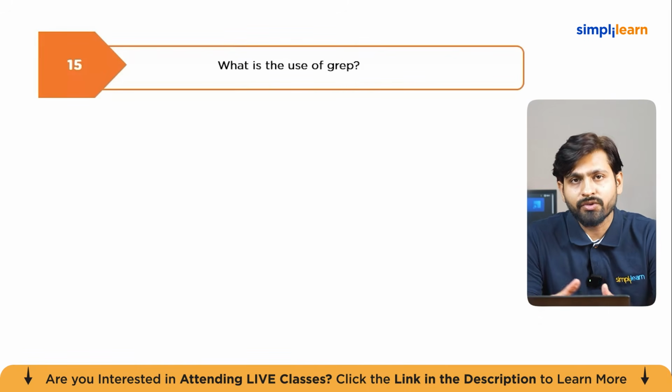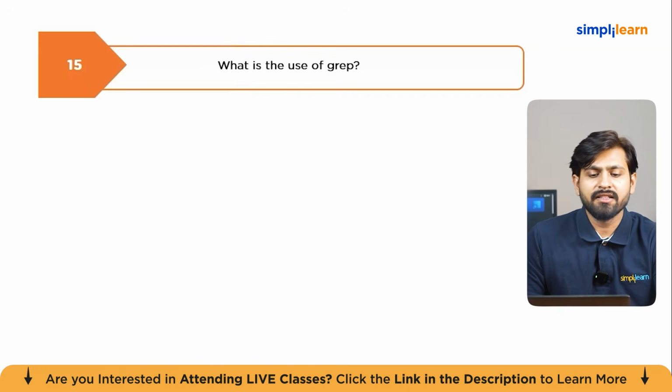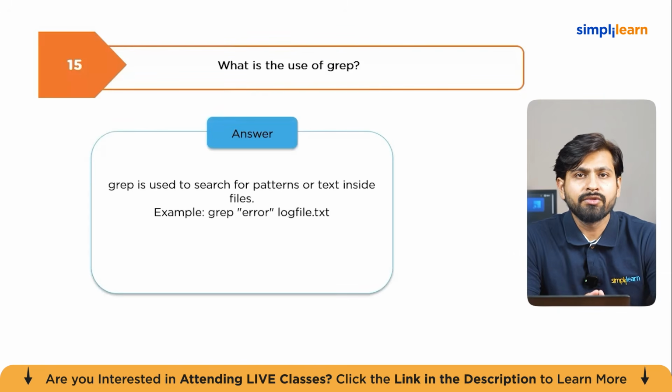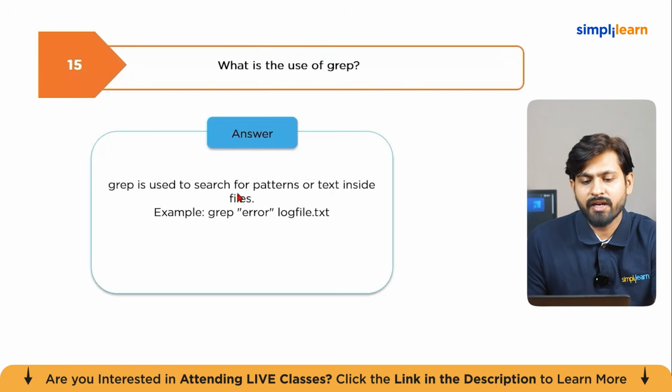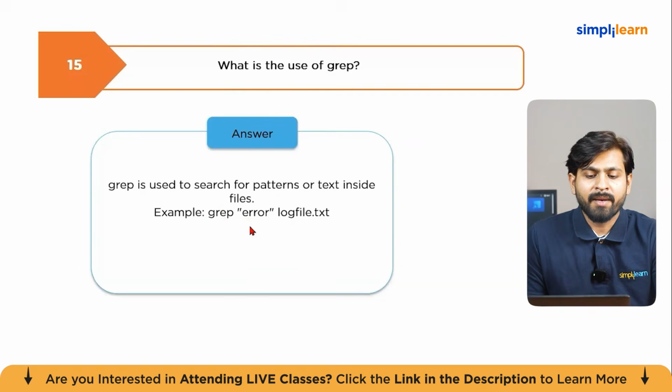What is the use of grep? This is an interesting question, guys. You can pause the video and think about its answer. The answer is, grep is used to search for patterns or text inside files. For example, if you type grep error logfile.txt, it is going to search for the pattern or text inside the log file. So it is going to search for error in the logfile.txt file.